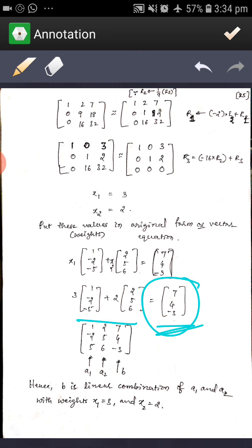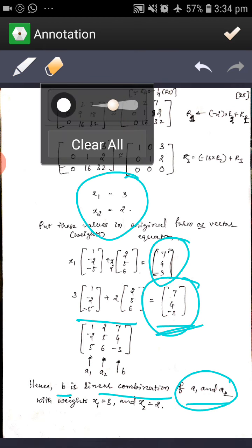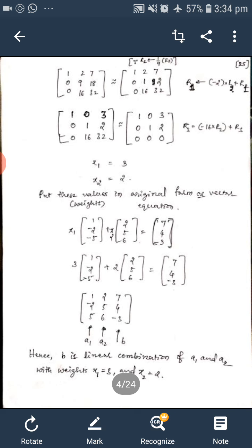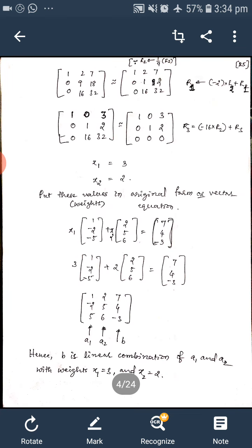Because of that we say B is a linear combination of A1 and A2. After putting these values we are getting the same values, 7, 4, 3, as B. So for that reason we say B is a linear combination of A1 and A2. Here what we did is write the linear system as an augmented matrix, then apply the row reduction algorithm.